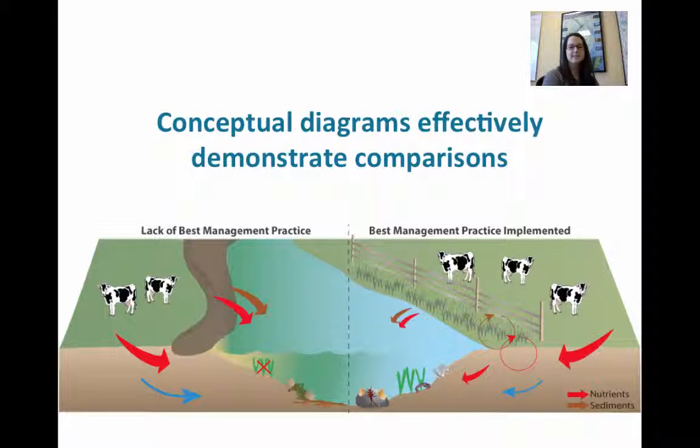And conceptual diagrams can effectively demonstrate comparisons between different systems or best management practices. Here we have a best management practice of stream bank fencing implied in a system, and we have the cows that cannot access the stream, whereas on the left we have a lack of best management practice. So it's easy to see the differences in the system based on these two BMPs.